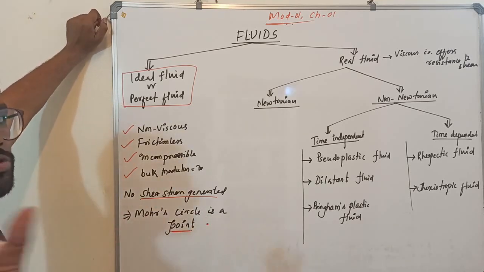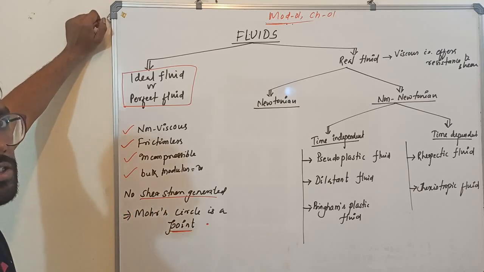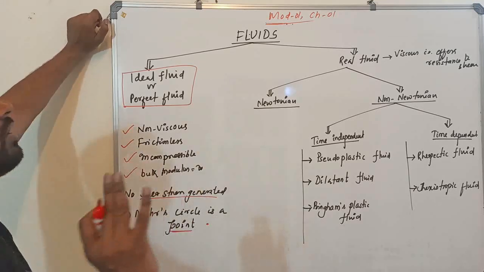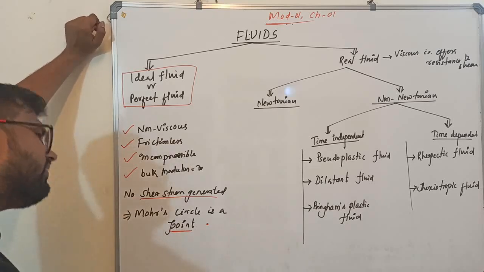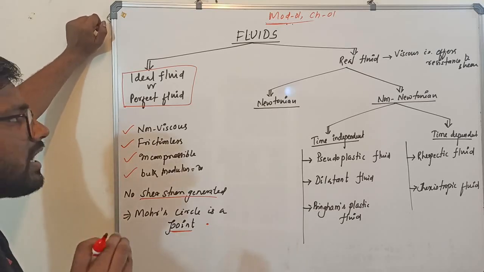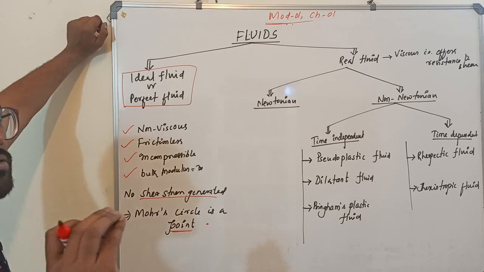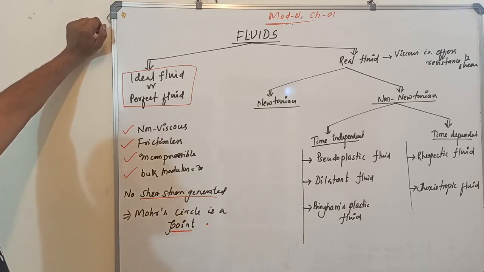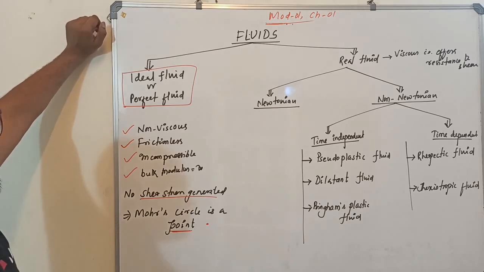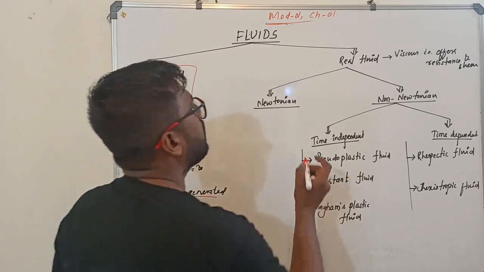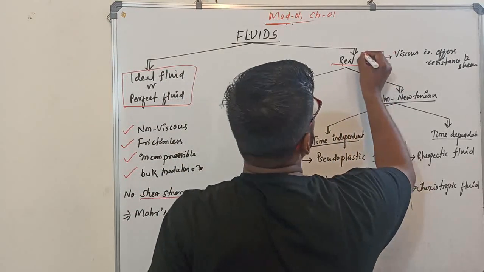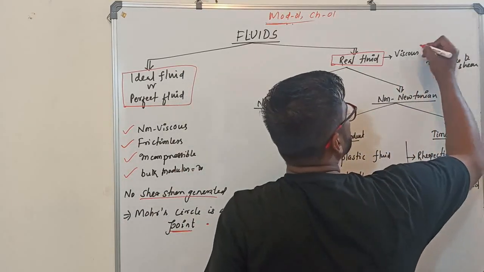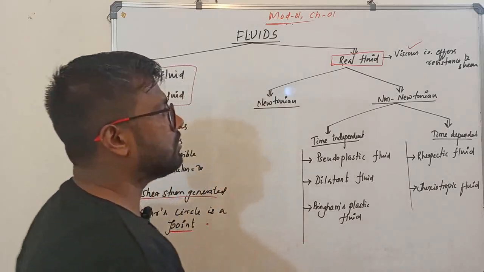Example of ideal fluid: no such fluid. Anything ideal does not exist in the real world. The fluid will by default offer some viscosity. They will definitely have viscosity. I don't know of any fluid that does not offer resistance or does not have viscosity. So in the real world, viscosity will be there. Every fluid has viscosity, that is, they offer resistance to shear.